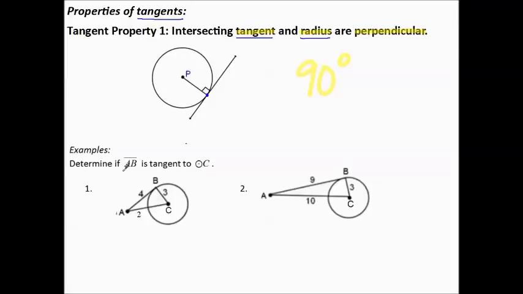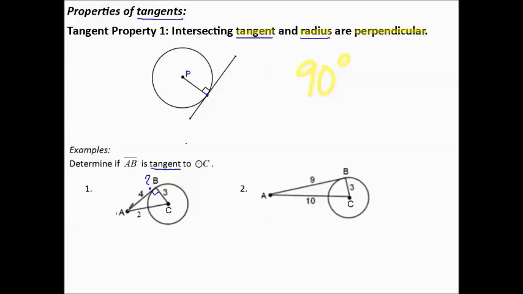Examples. Determine if segment AB is tangent to circle C. Number one, if this segment AB is going to be tangent to the circle, then remember, according to the tangent property, the tangent and the radius must be perpendicular, therefore make a 90-degree angle. So I'm trying to test to see if this and the radius are making a 90-degree angle. I'm going to put a question mark there because I don't know that right now. How would we figure out if it is a 90-degree angle?